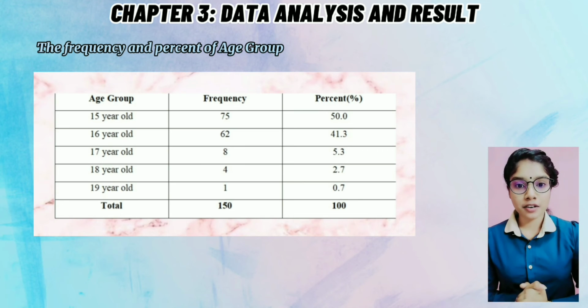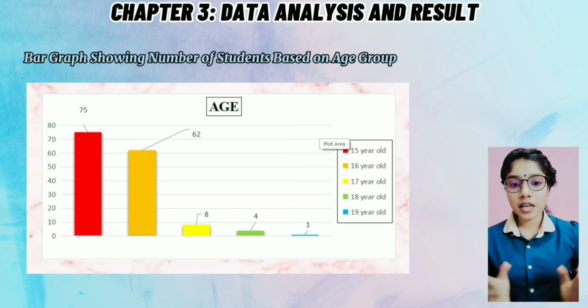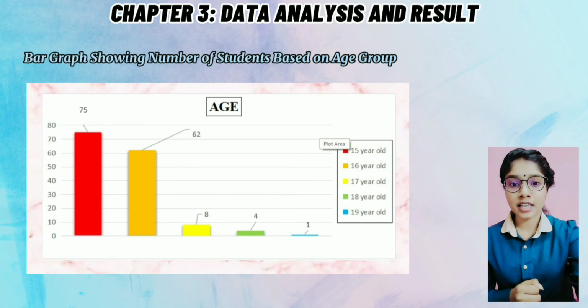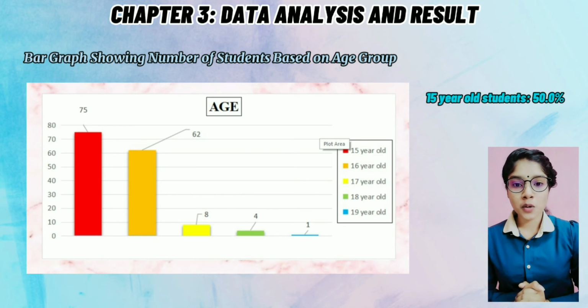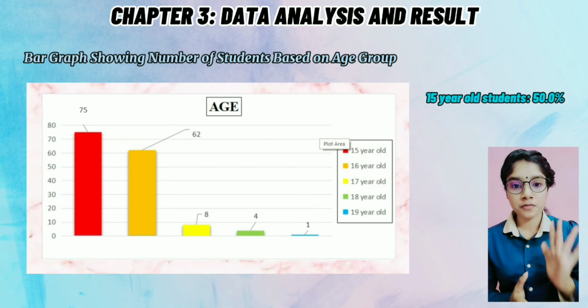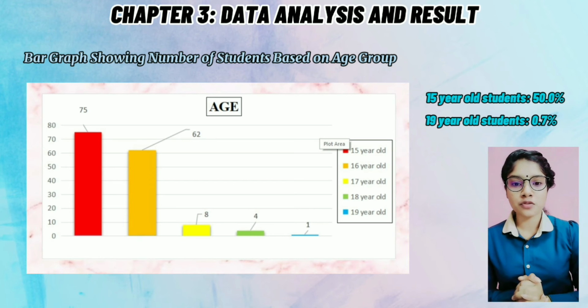Second, this bar graph shows the age of Portuguese language course students in the class. The figure above shows the different ages of students from 15 years old until 19 years old. From the graph above, we can see that 15 years old students have the highest frequency with 75, representing 50%, and there is only one student aged 19, representing 0.7%.